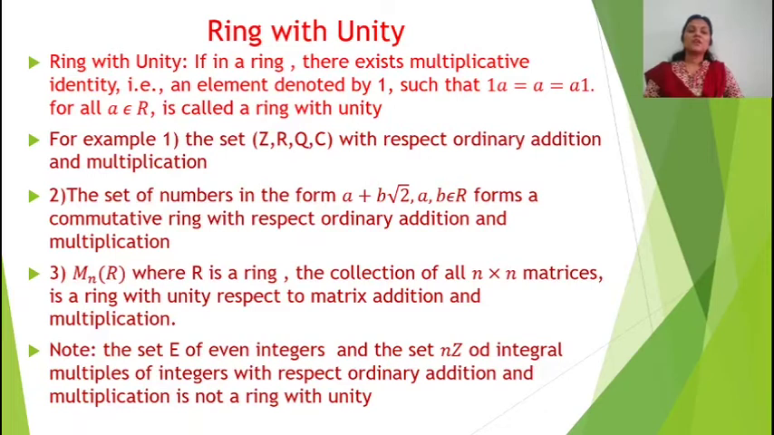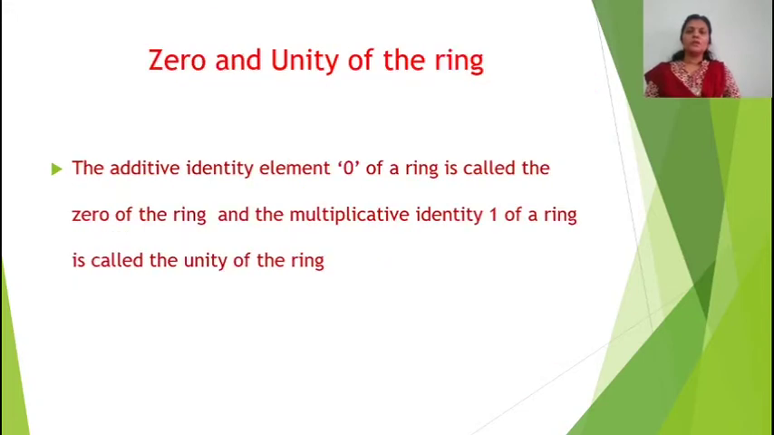And the set nZ of integral multiples of integers, with respect to ordinary addition and multiplication, is not a ring with unity. Now we have 0 and unity of the ring. The additive identity element 0 of a ring is called the 0 of the ring, and the multiplicative identity element 1 of a ring is called the unity of the ring. With respect to addition, one identity element is there, called 0, and with respect to multiplication, one identity element is there, called unity.